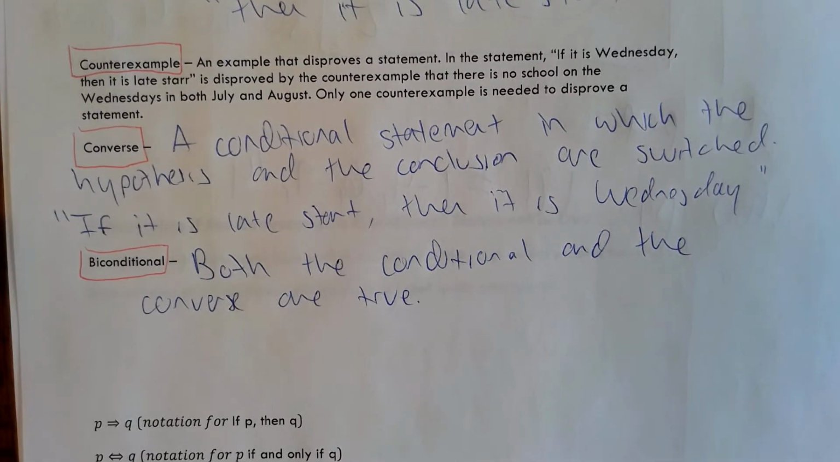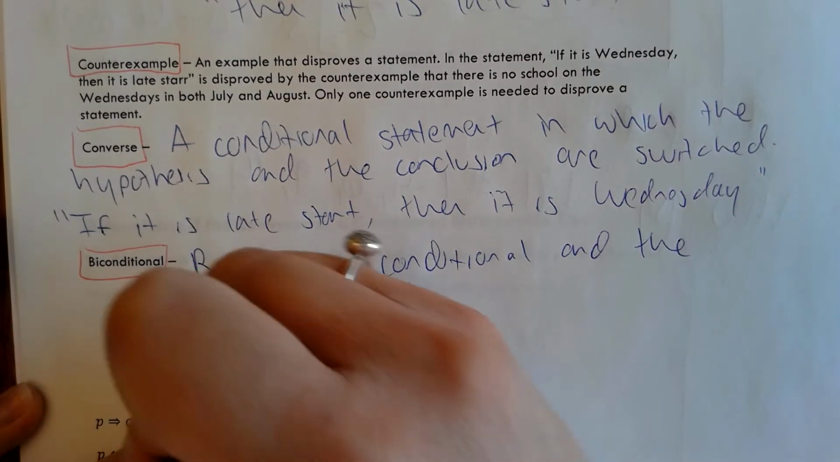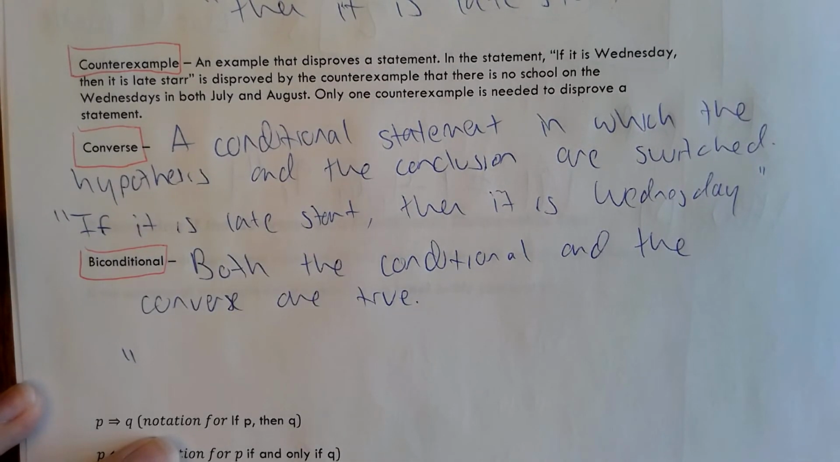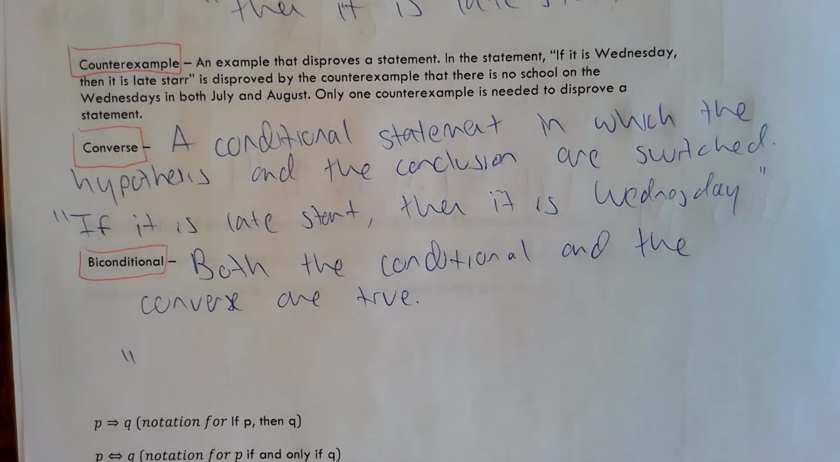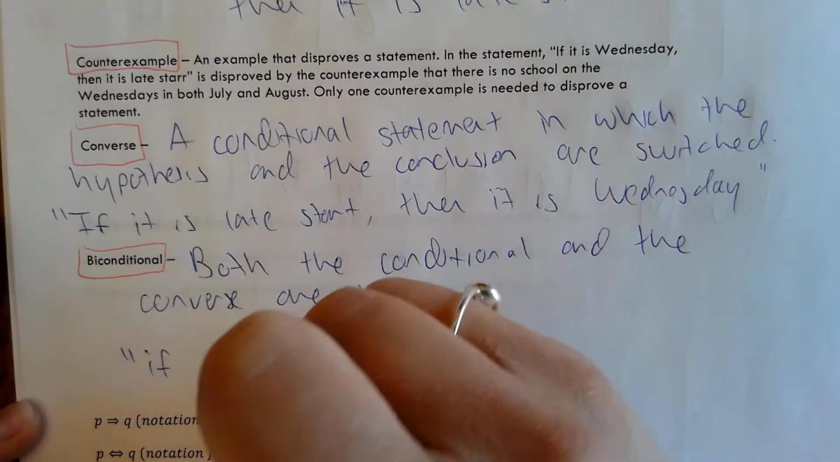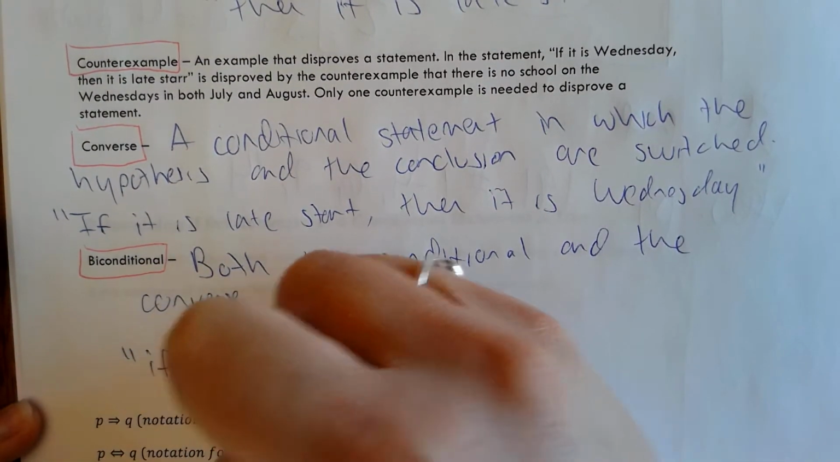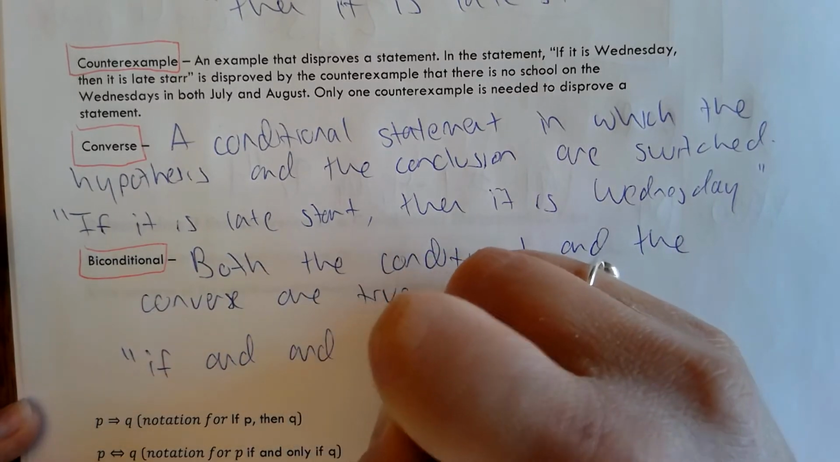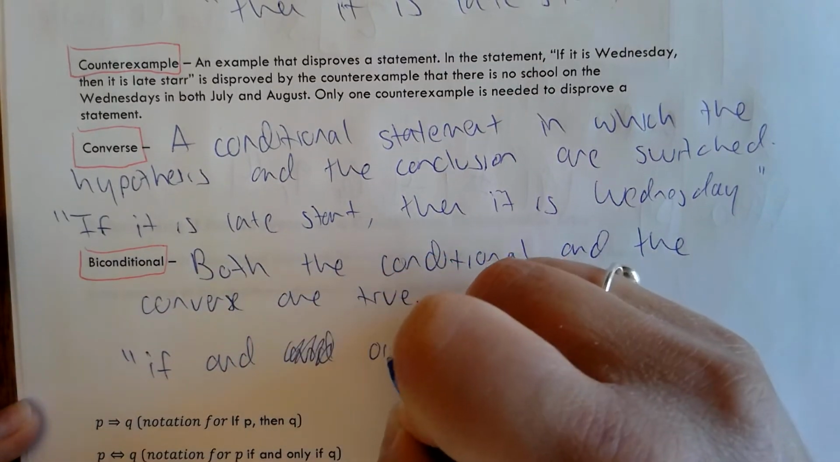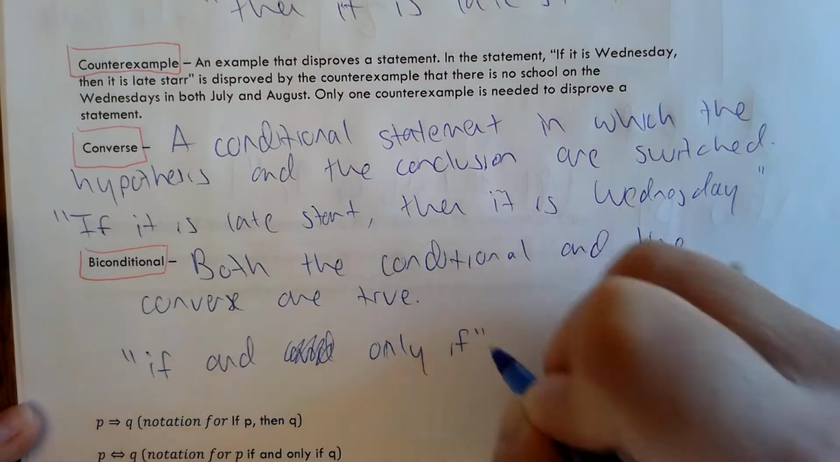Okay, so biconditional, the conditional is true and the converse is true. And so sometimes we say if and only if. Like, it is Wednesday if and only if it is late start. So we put the if and only if kind of in the middle. But if and only if says that it is a biconditional statement.